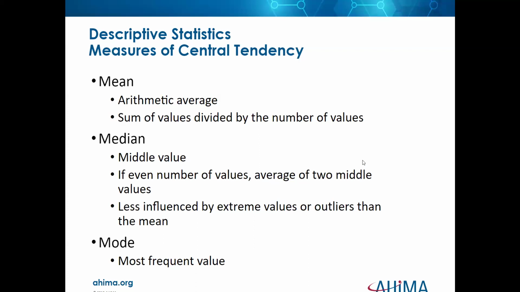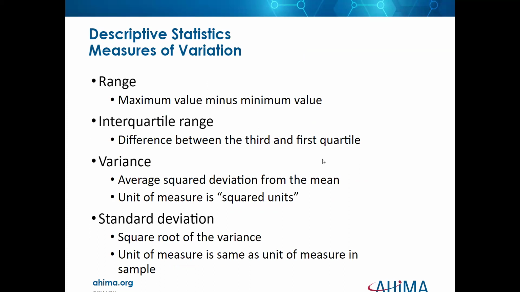And then finally, we have the mode, which is the most frequently occurring value. The range is the maximum value minus the minimum value. And the interquartile range is the difference between the third and the first quarter. The variance is the squared deviation from the mean, and this is related to the last bullet point, the standard deviation, which basically is a unit of measure that measures the distance away from the mean that you calculate by getting the square root of the variance.